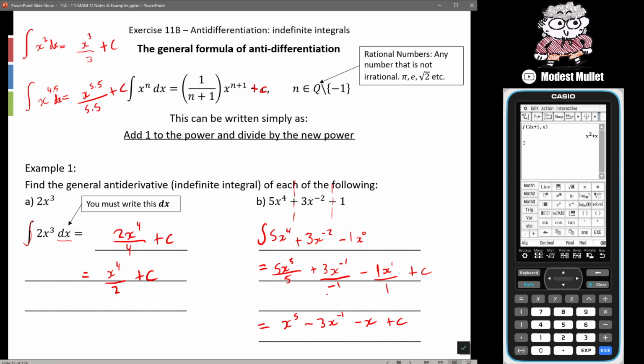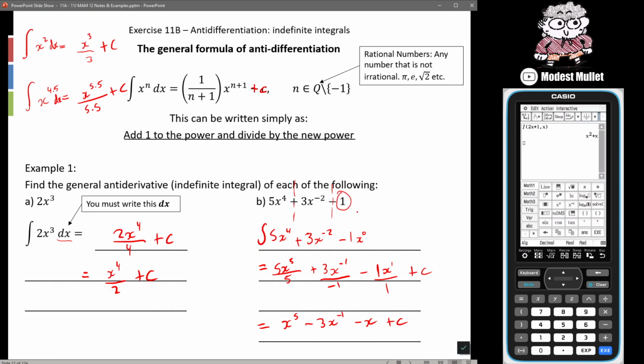And that's using the general formula. One thing is you can't get it confused with the differentiation rule, because you'll be flip-flopping between the two a lot. But yeah, this is add 1 to the power, and then divide by the new power, and then you need to just stick a plus c on the end.